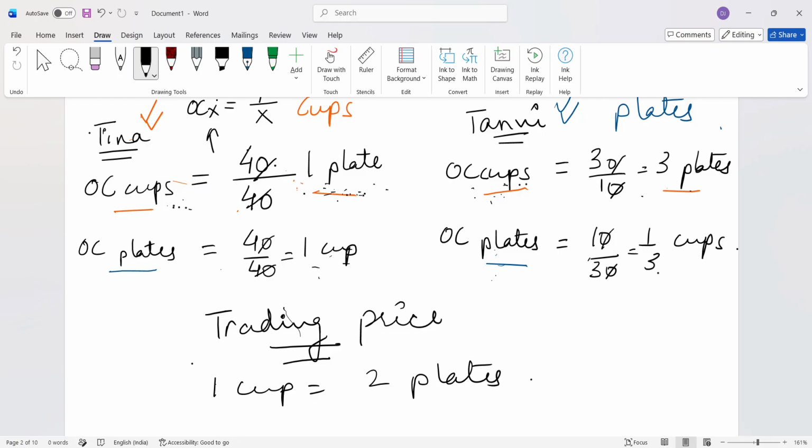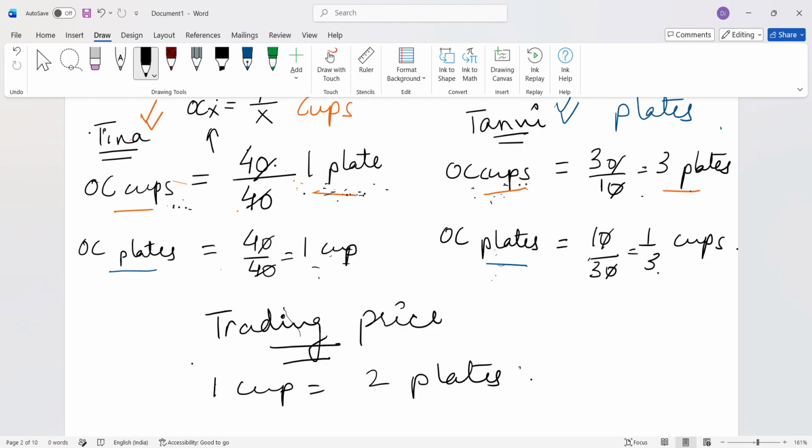Now a trading price should be such that each of the producers benefits, right? Only then will they trade. If they are at a loss, they will not trade. So each of the producers should benefit at the trading price. Now let's see if that is the case. Let's see if this is beneficial to both of them or not. Let's first start with Tanvi.